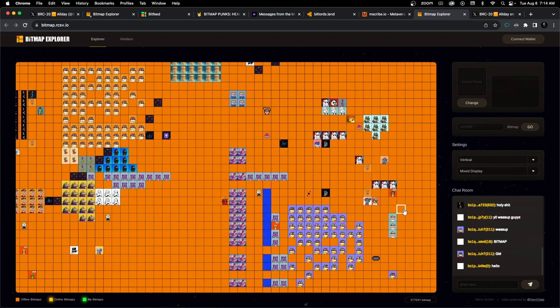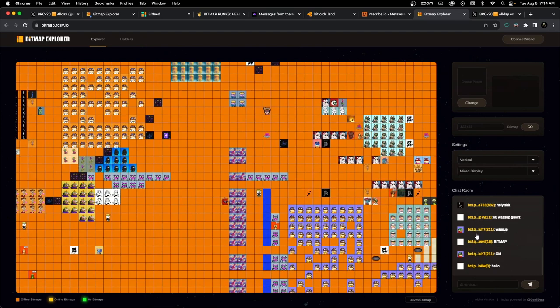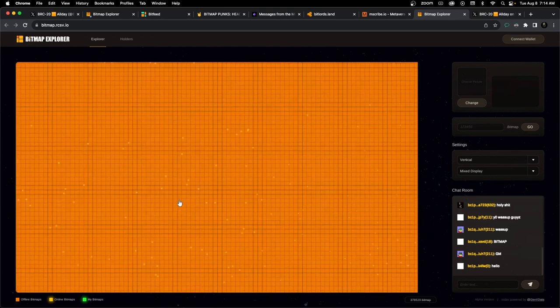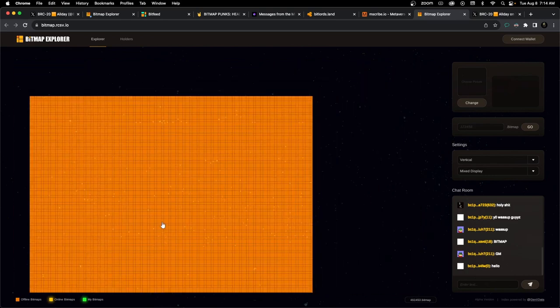This is awesome. And over here you have this chat box. You're able to chat with people who are within the community once you connect your wallet. And also, if you zoom out, you can see these glowing orange squares indicating the people who are connected online right now. If I was connected to my wallet, my squares would be glowing orange, indicating them online. And I would also be able to see glowing green squares indicating that those are my bitmaps.